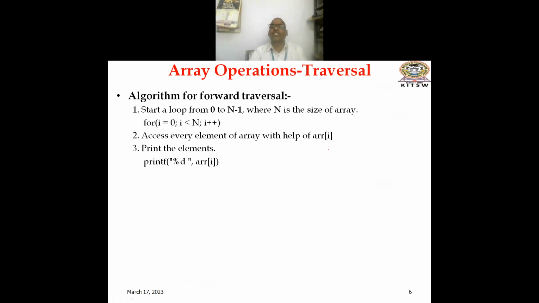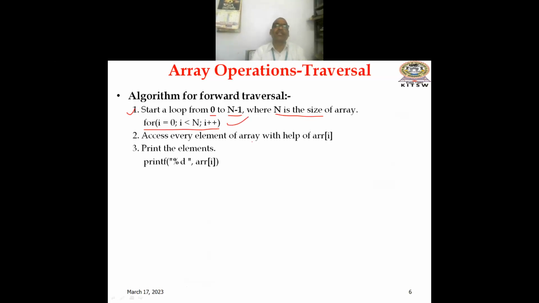Now we want to develop an algorithm for traversing the array elements in the forward direction. The first step is to take a loop starting from 0 and going up to n minus 1, where n is the size of the array. So we will write a for loop like this: for i equal to 0, i less than n, i plus plus, so that this loop is repeated n times. That is n elements we can access, because the index starts from 0, and 0 to n minus 1 means the loop is repeated n iterations in total.